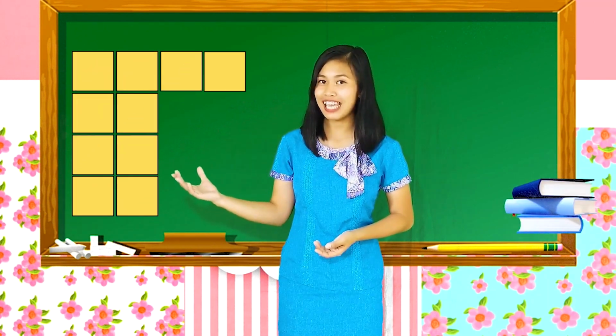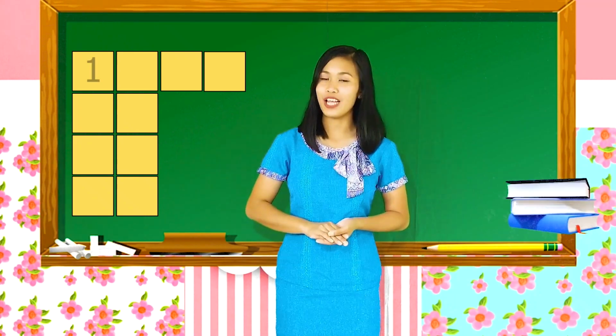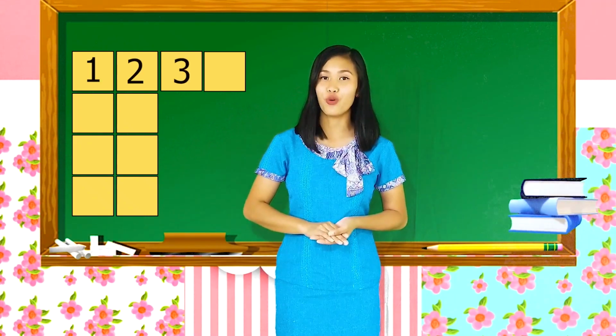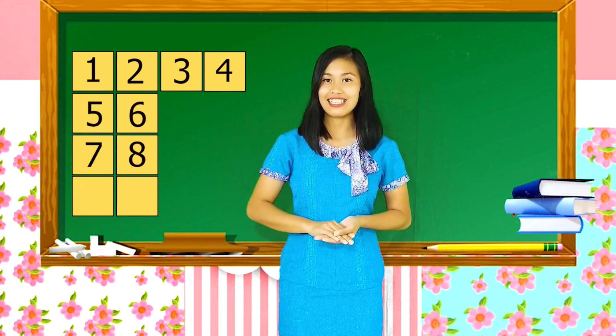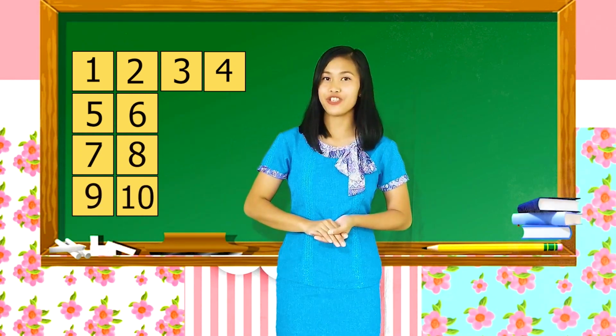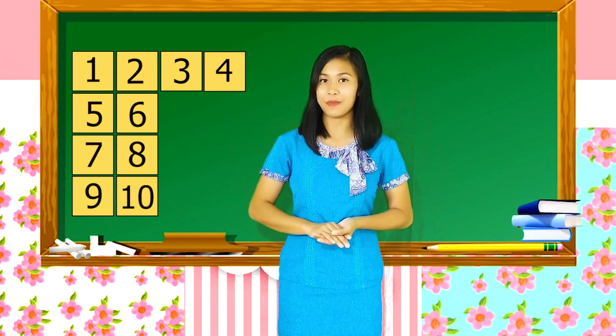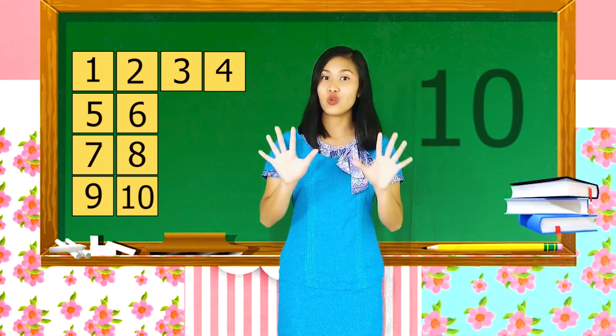How do we do that again? We just count the square units in each shape. So let's count. 1, 2, 3, 4, 5, 6, 7, 8, 9, and 10. How many squares are there in this shape? Very good. There are 10 squares.